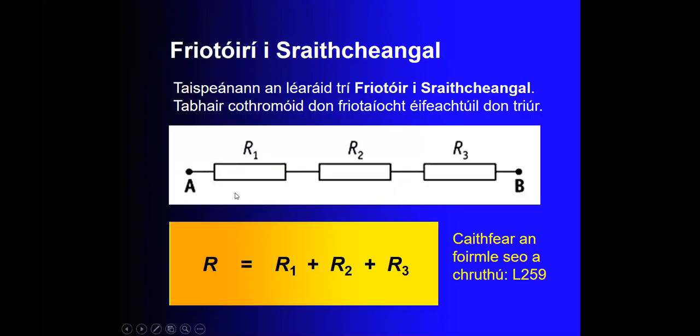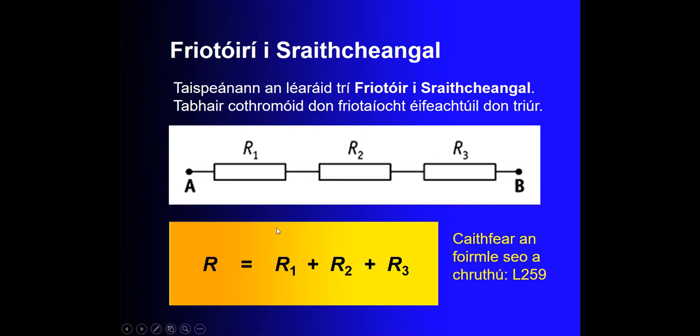Now, resistors connected in series. Take three resistors. What's the total resistance of all three? The total voltage is the sum of the voltages across each, so V equals V1 plus V2 plus V3. For resistors in series, the total resistance comes from R1 plus R2 plus R3.